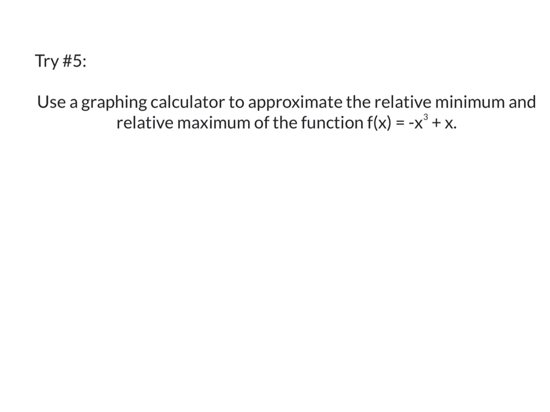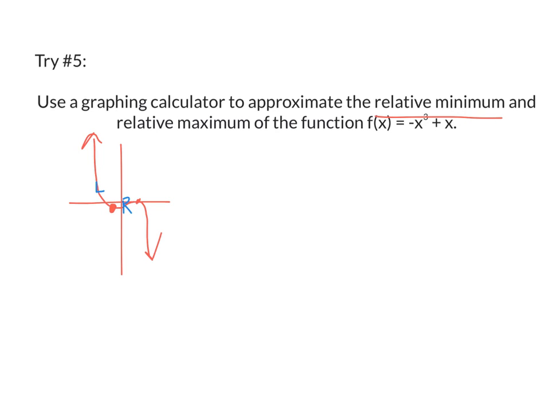Again, in a standard window, this kind of looks a little bit like this. Not the best sketch. But either way, what I can see is that I have a minimum here and a maximum there. So we're going to find each one. Let's find the minimum first. Again, we press second trace, go down to number 3, which is minimum, and we are doing a left bound and right bound of this point. The left bound would be here, and the right bound would be right here.